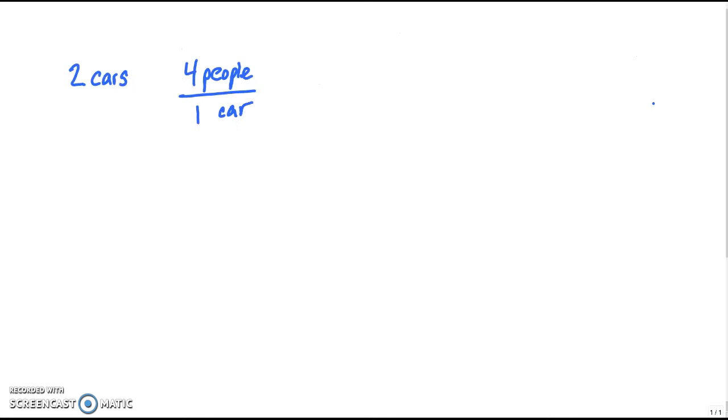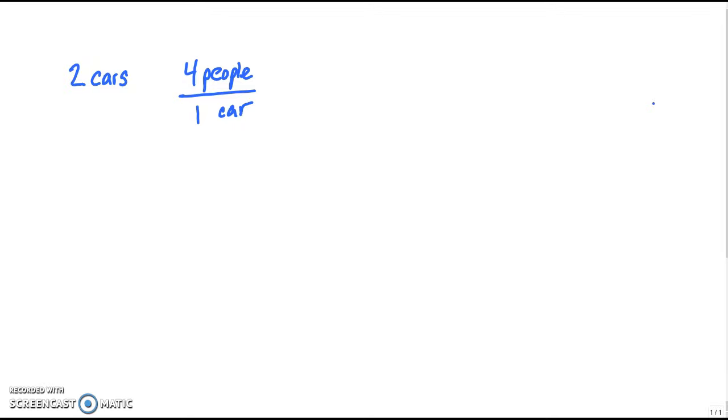The other thing I want to go over is just some thinking that I think you'll follow here with simple numbers and words, but it's going to be the same kind of thinking that will apply when we do unit conversion. Let's say we have two cars and we have 4 people can fit in one car. So if we have 2 cars, how many people can fit in the cars?